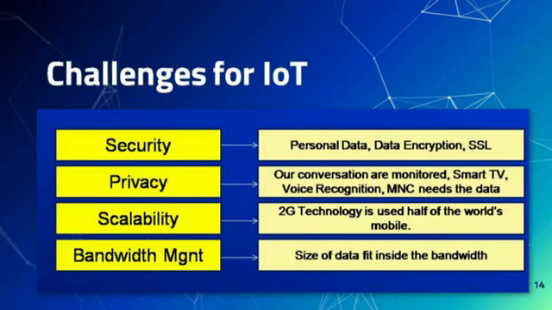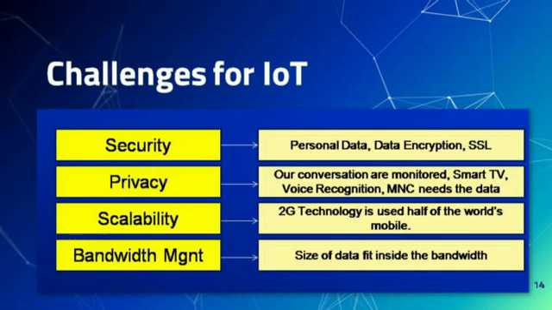When you introduce any technology in your house or in your workplace, anywhere, you are going to lose your privacy. That is very clear. So the second challenge is privacy. This privacy is lost. There is no privacy in your IoT technology.